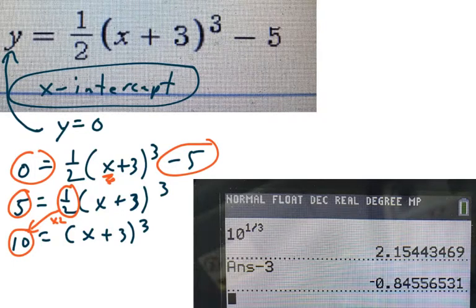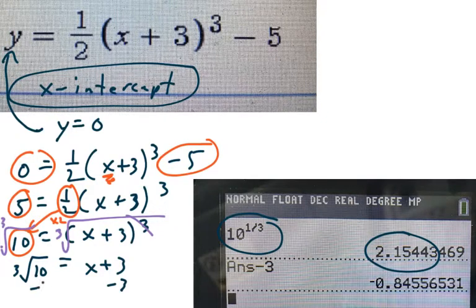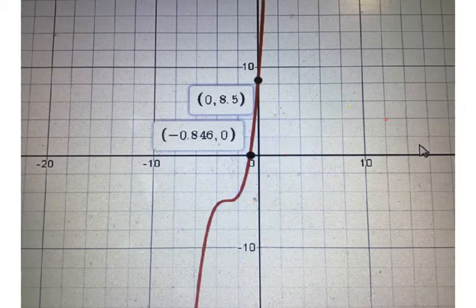And then I knew, and you should know, if I do the cube root on both sides, I'm able to solve a cube function by getting rid of the 3 power. So I know that x plus 3 equals the cube root of 10. And you can see to the right there, guys, the cube root of 10 is 2.1544. And then solving for x, I'm going to subtract 3 from both sides, right? So that's why I subtract 3 for my answer. And I get negative 0.8455.